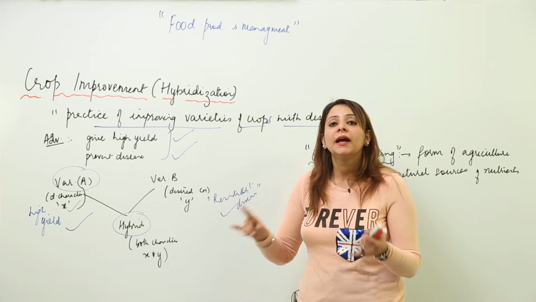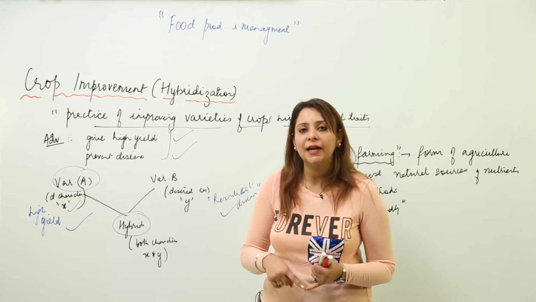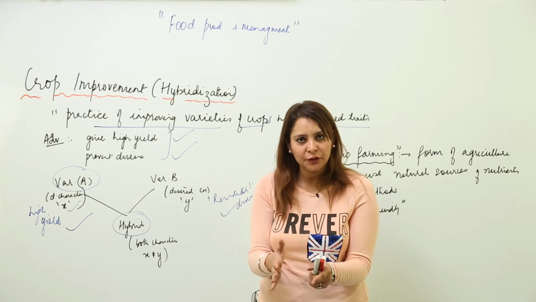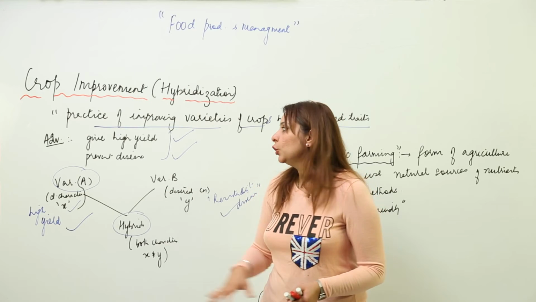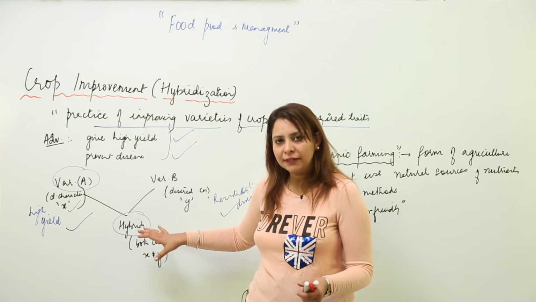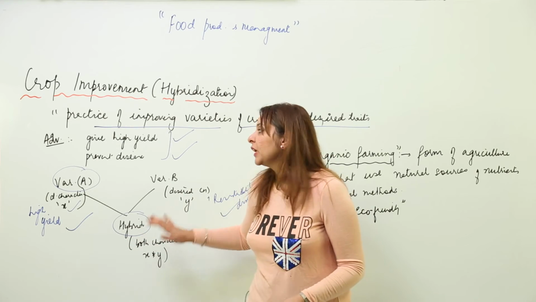It is a process or a practice of improving the varieties with the desired traits. How? Variety A, variety B, just fuse them, and you get a hybrid variety with the desired characteristics of A and B, whatever you need. So this is very important, and this is a very easy task also, you can actually employ it, it is inexpensive, but still it is very beneficial for crop improvement.